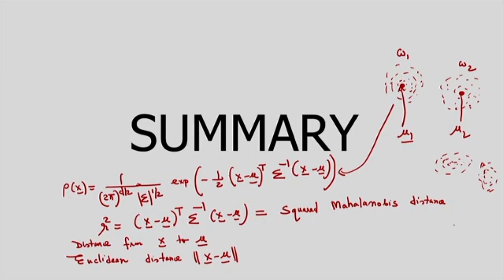So the shape of the clusters may be like this, or maybe this, or maybe this. These types of shapes we can consider, or maybe a circular shape. The shape of the clusters is determined by the covariance matrix, and the center of the cluster is nothing but the mean vector. So this is the concept of the normal distribution. One is the univariate normal distribution, and another one is the multivariate normal distribution.